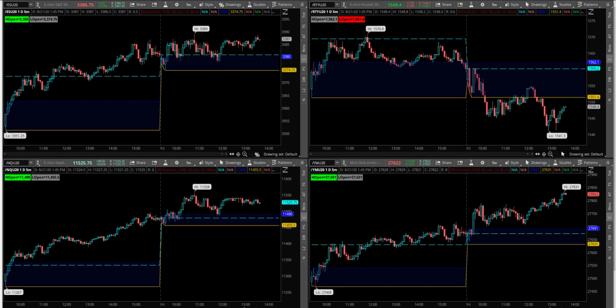Today is Friday, August 21st, 2020, and today is options expiration day. It's been a fairly quiet day so far. We haven't really seen a whole lot of movement, more so consolidation action throughout the session.